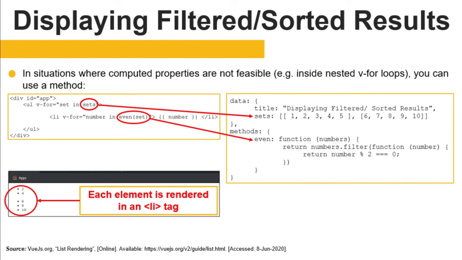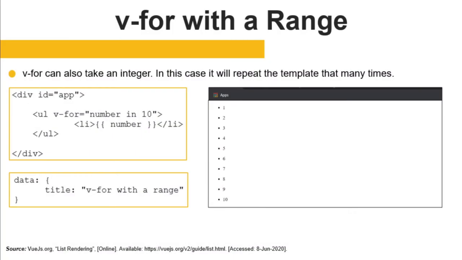And that is how to implement methods if computed properties are not feasible, for example, in cases like using nested v-for loops. v-for with a range. v-for can also take an integer. In this case, it will repeat the template that many times. Notice that in the given example, we are able to display numbers from 1 to 10 using the v-for directive.